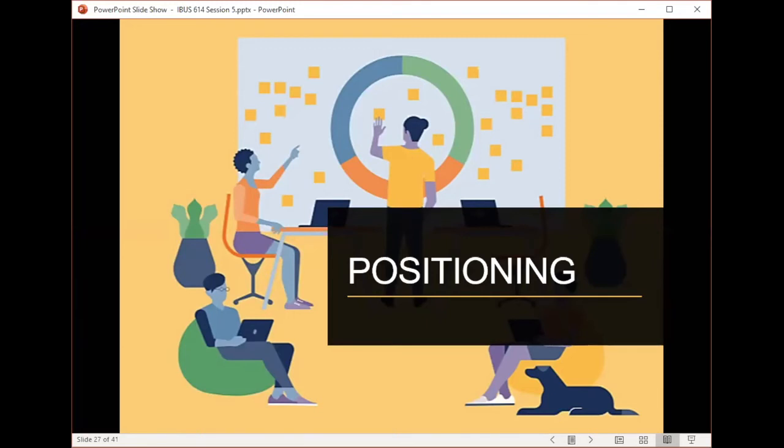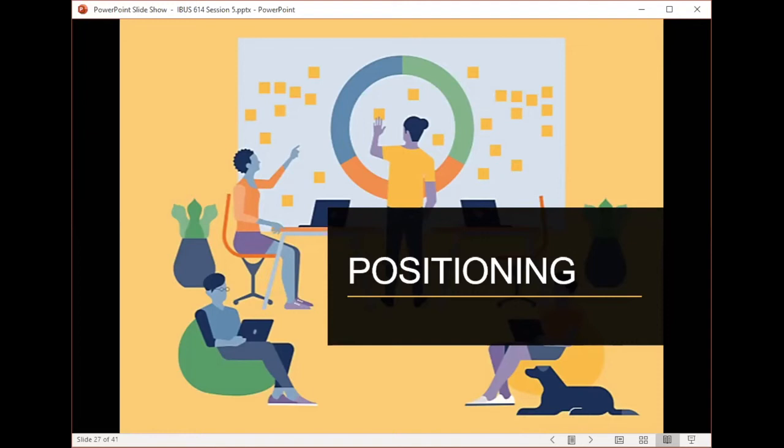Are we all okay then? Yes, we are. Okay. All right. So then let's go straight into positioning. Okay. All right. So let's go straight into positioning.